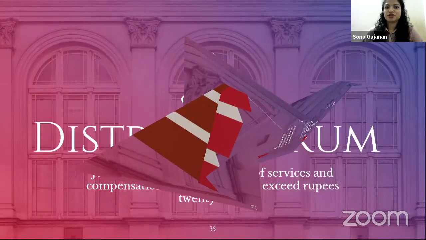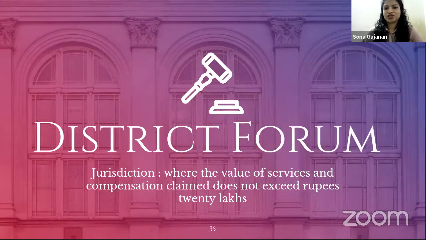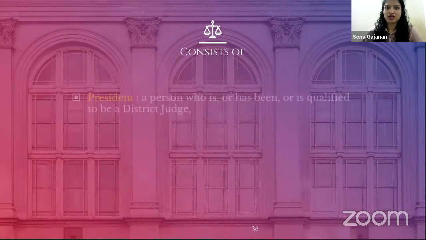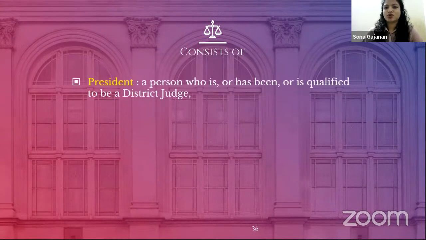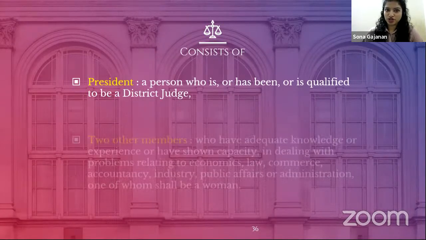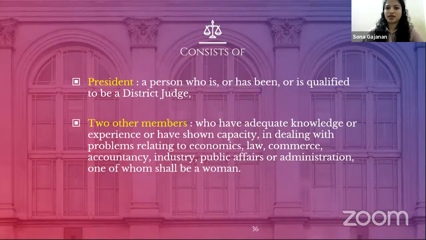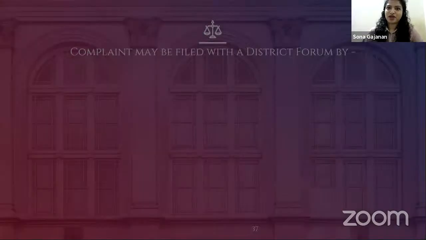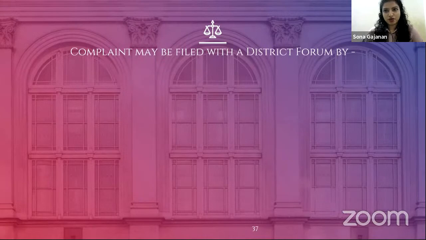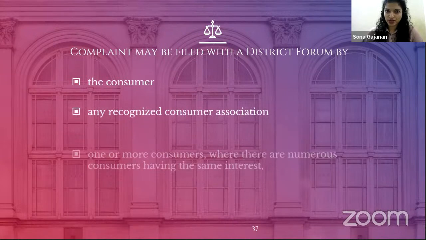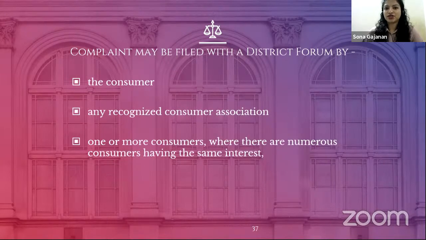Now, coming to the district forum. So this has jurisdiction over goods and services which do not exceed rupees 20 lakh. So this is according to the 2002 amendment. So it consists of a president, a person who is or has been or is qualified to be a district judge, and 2 other members who are experts in economics, law, commerce, accountancy, etc. And one of them shall be a woman. So the complaint to a district forum can be filed by the consumer, any recognized consumer association, one or more consumers where they have the same interest, or the central or the state government.